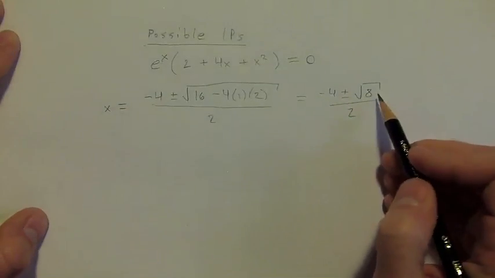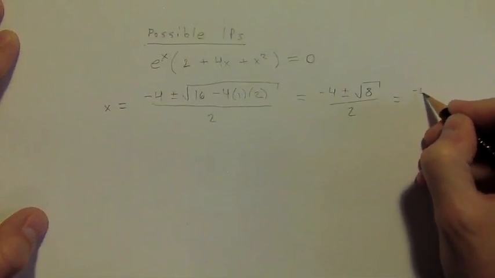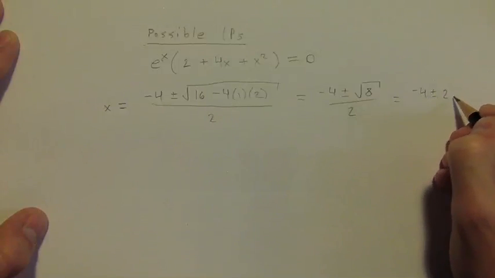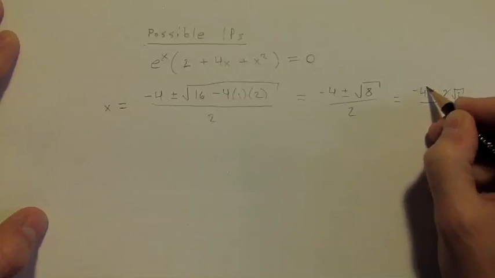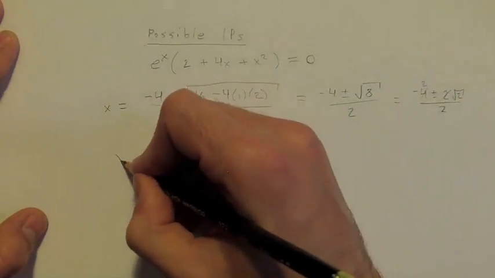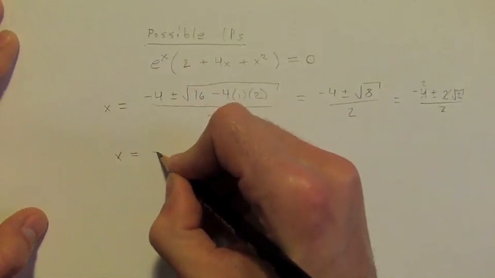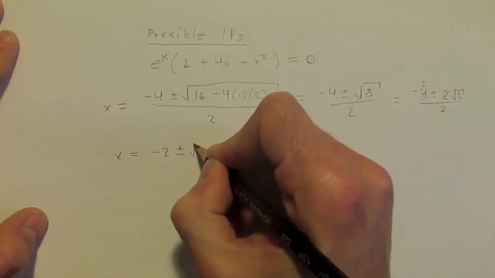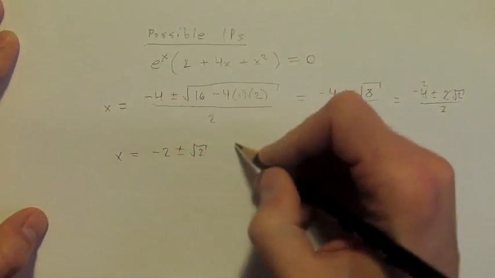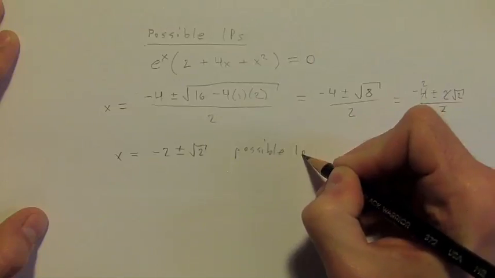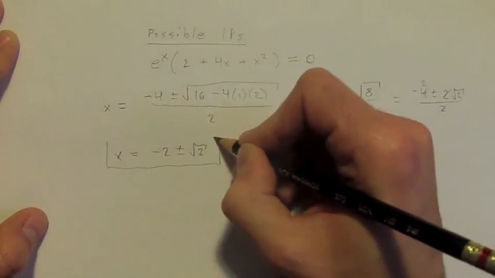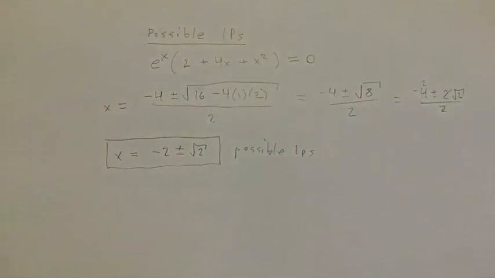And the square root of 8 I can actually rewrite as 2 times the square root of 2. And then the 2 will cancel with these guys. And so what I end up with is that x is equal to negative 2 plus or minus the square root of 2. So here are my possible IPs, my possible inflection points.